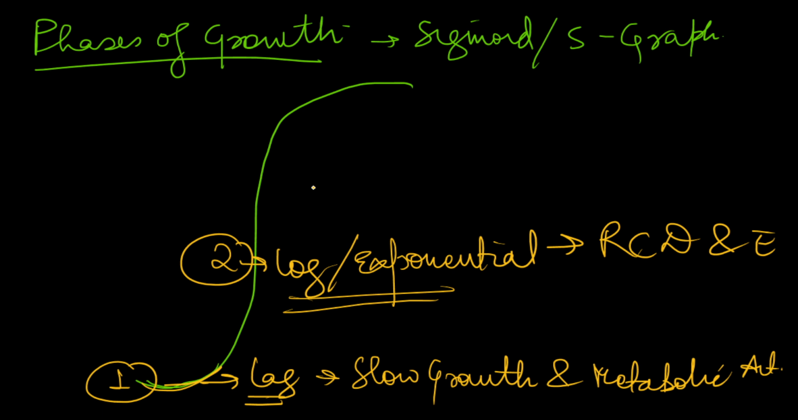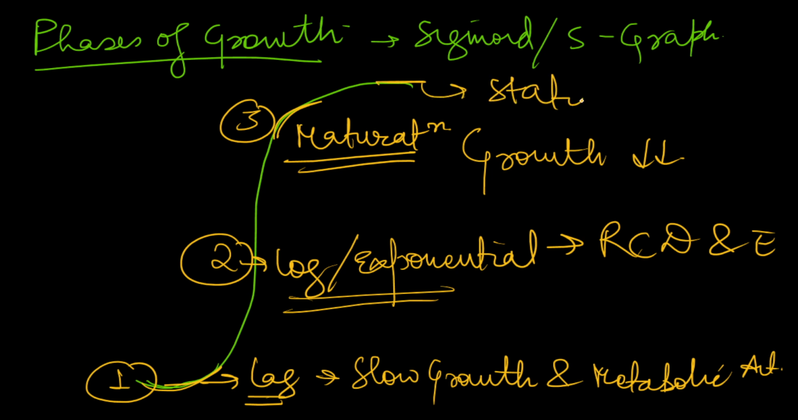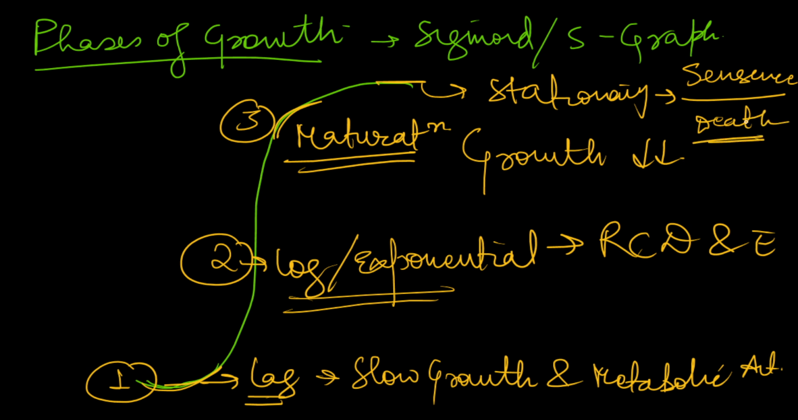Then we have come to the maturation phase. The third one will be the maturation phase. Here the plant has become matured, and the growth will start to slow down. And at the end you will see the stationary phase. Actually maturation and stationary you can mention similarly. Here the growth stops. Growth is stationary and the plant will move towards senescence, that is towards death or towards another phase, the end of life.